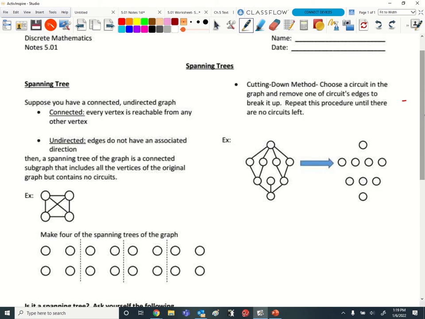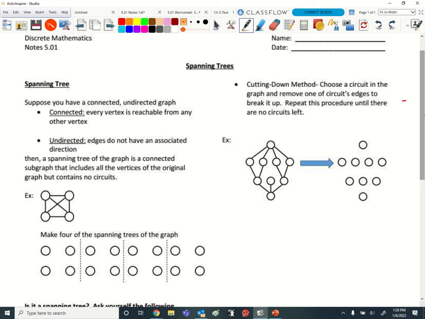Vertex. What are vertex? Someone say the dots. Yeah, they're the dots, right? Vertices are the dots. And the edges, which are referred to as either edges, bridges, or roads in this case. An undirected graph does not have an associated direction, so it's a two-way street. You can go either way on the street. It's not the one-way street that we had previously.